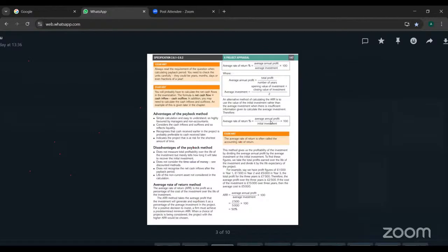And then finally, to calculate ARR, you have to take the average annual profit and divide it by initial investment into 100. Okay. So there are some notes to remember when you're studying the project appraisal chapter. They can say initial investment, or they can say cost of the investment, or they can even say cost of the project. They can use all these three words.